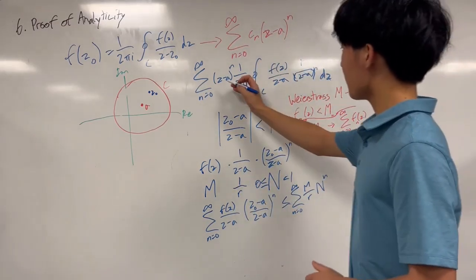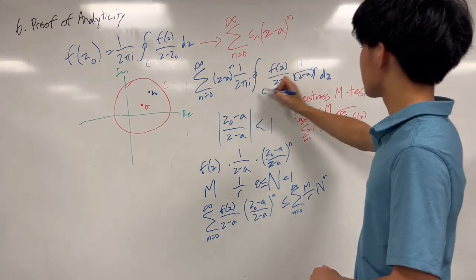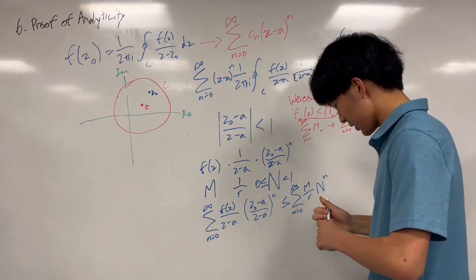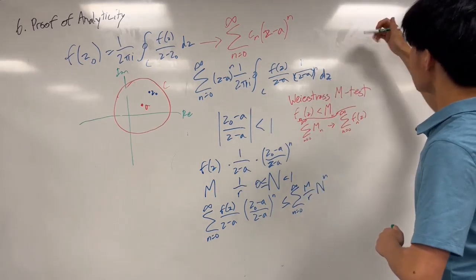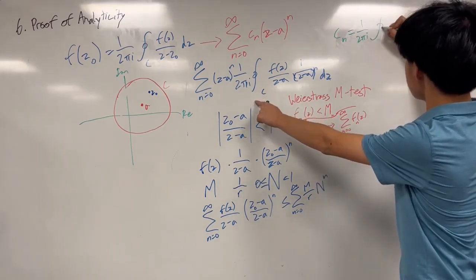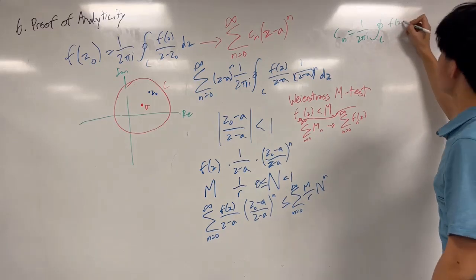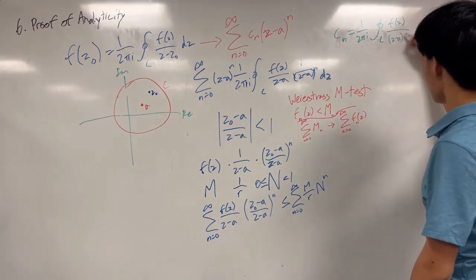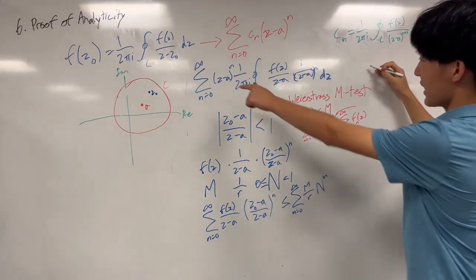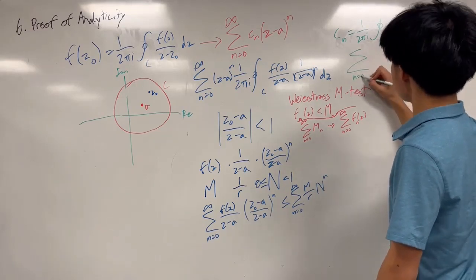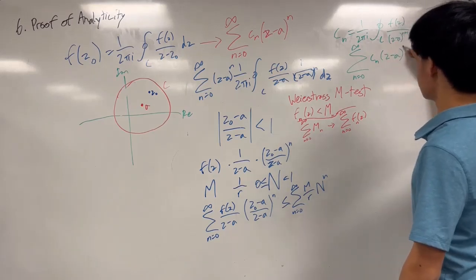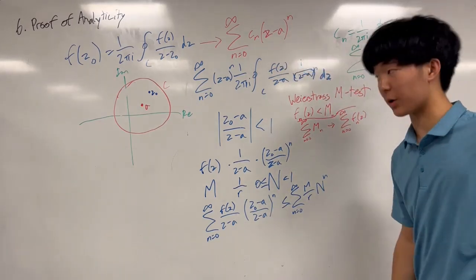And now we have our z minus a to the n, and then we have some coefficient. So if we write c sub n equals 1 over 2 pi I times the integral over c of f of z over z minus a to the n plus 1, z minus a times z minus a to the n dz. Then we have that this equals the infinite sum of c sub n times z minus a to the n, which is exactly what we were looking for.